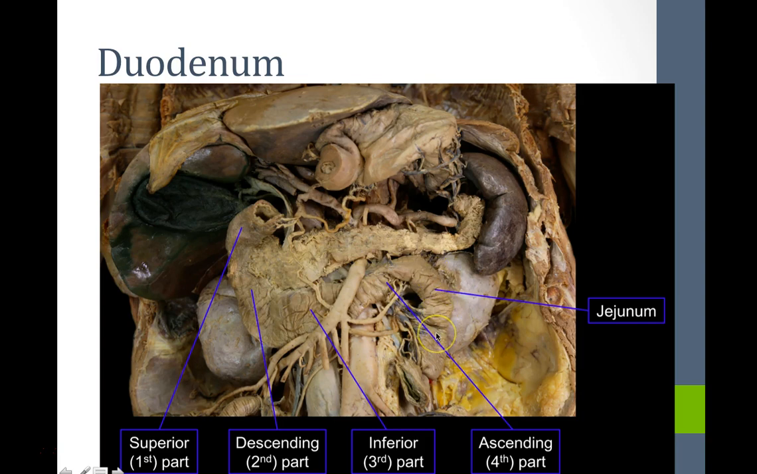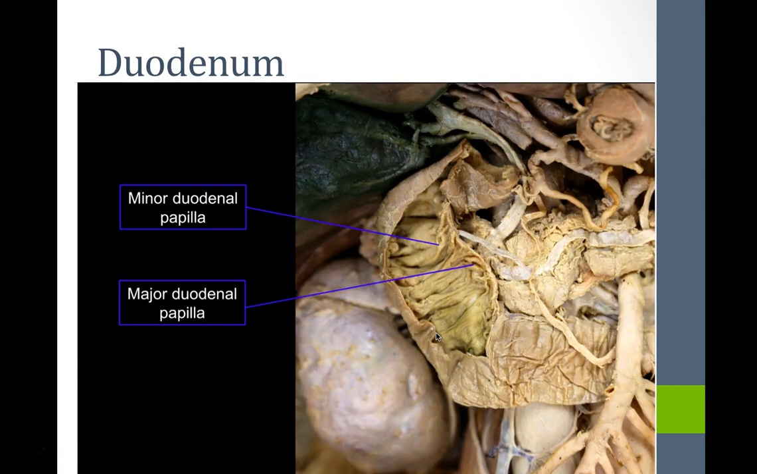So the jejunum, the way you will identify this in the cadaver lab is that it would be in the left upper quadrant of the abdomen. I will place a portion of the intestines there, and that is how you will identify it.